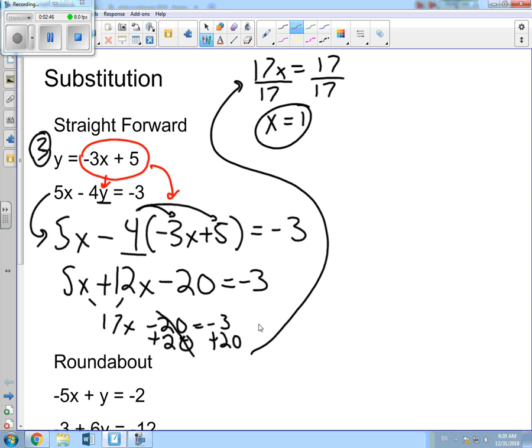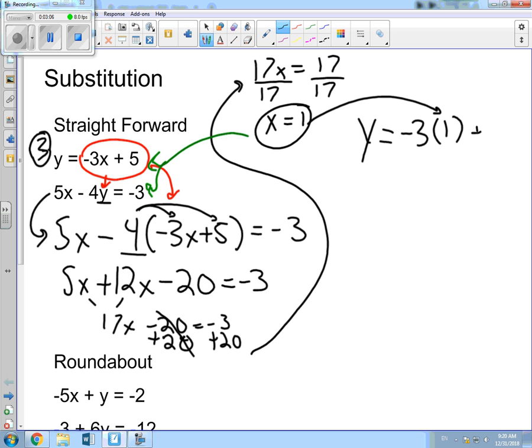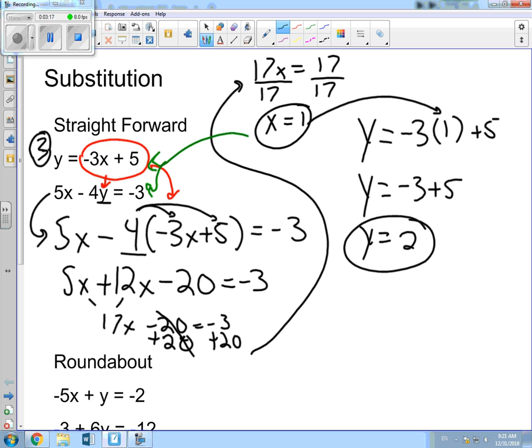Now when x equals 1, we could just take it and plug it back into one of the original problems, either the top one or the bottom one. The top one looks a lot easier, so I'm going to plug it into the top one. Y equals negative 3, and I'm going to replace x with the number I found, which is 1, plus 5. Y equals negative 3 plus 5. Y equals positive 2. So you want to write your final answer as x comma y, or 1 comma 2. So there's your final answer there.